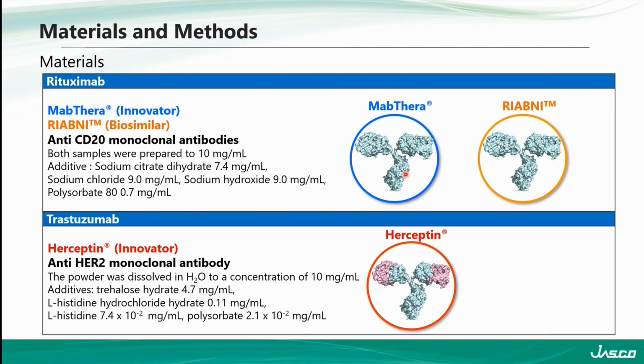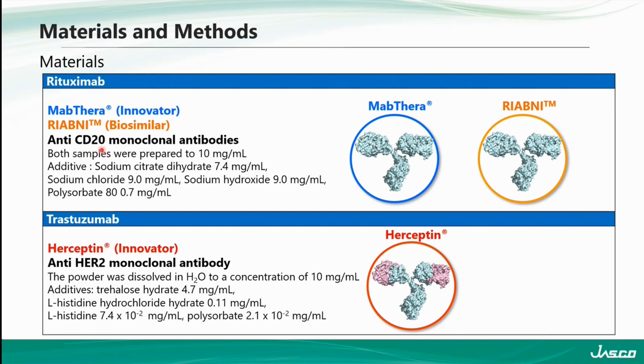One of the things I'll note here is that MabTera and Reabni, because they are both a biosimilar and innovator, we expect these to have identical structure, and we'll test that with our 4 different methods that we're using. On the other hand, Herceptin is targeting a different area, so it's going to be an anti-HER2 monoclonal antibody, as opposed to the top 2, which are anti-CD20s.